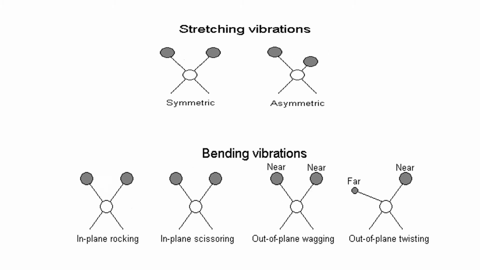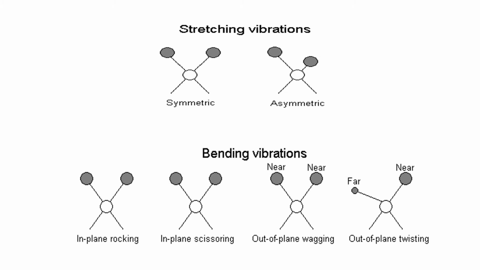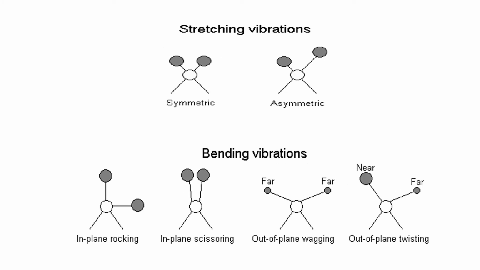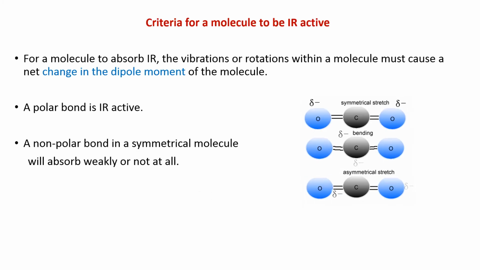Bonds move towards each other and again they go farther. Out of plane wagging and out of plane twisting: one above, one below, one near, one far. So, what is the criteria for a molecule to be IR active?